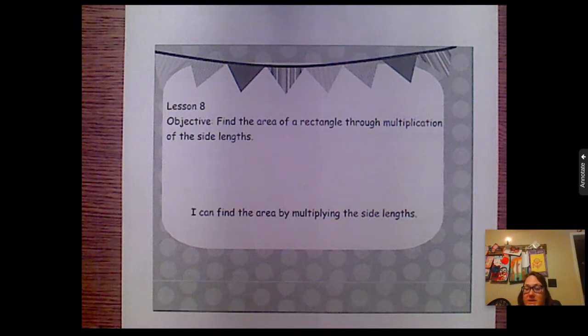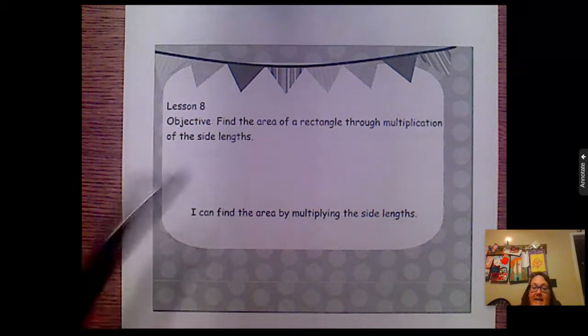We're continuing to work with area, and we are just flying right through this new module. All right. Our lesson objective for our math lesson today is that we can find the area of a rectangle through multiplication of the side lengths, which is not new. We've actually been doing that. So we should be able to do really well with this lesson today.